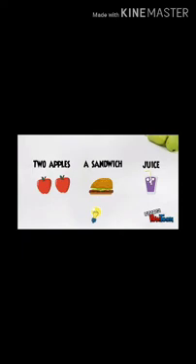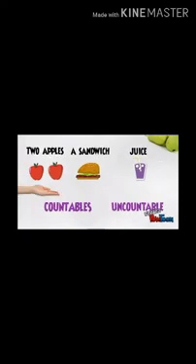Here you can notice that before apples it is written 2 because we can count it. A sandwich, that is, there is only one sandwich, but juice we cannot count. That's why juice is an uncountable noun.